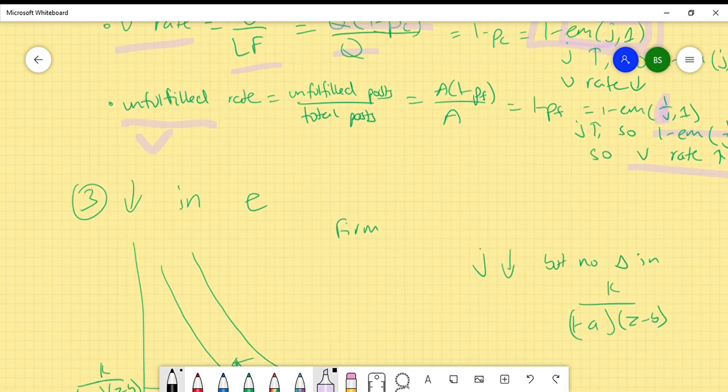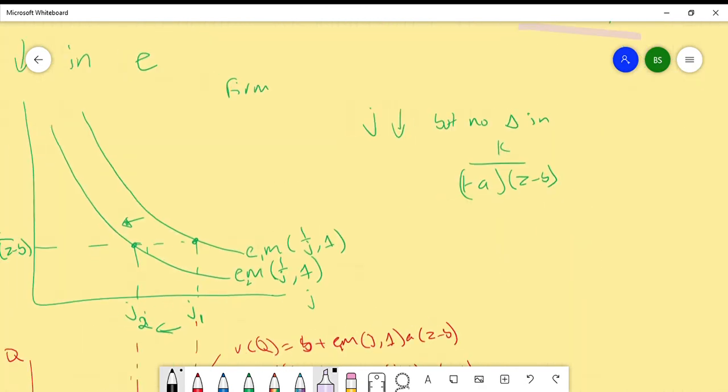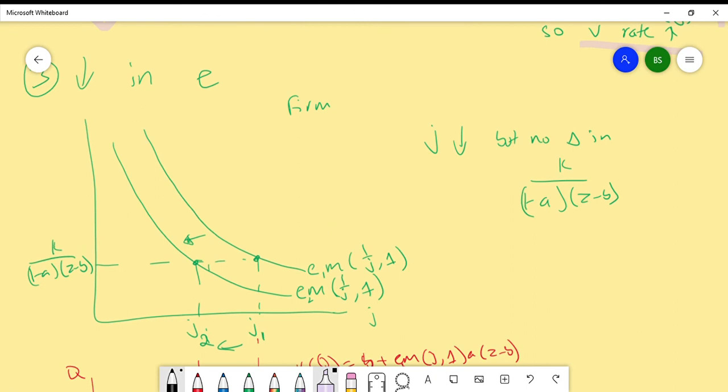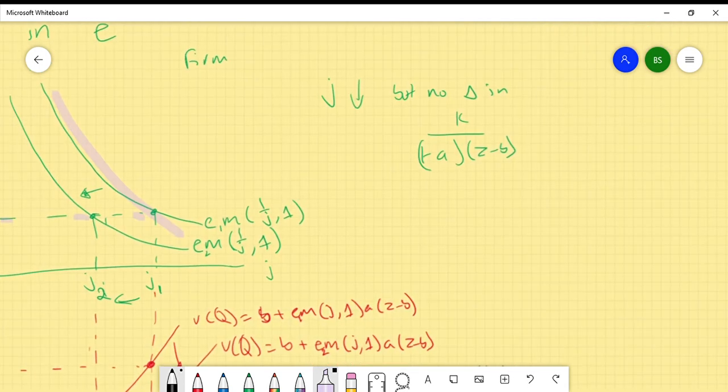That's our second thing that we're going to be looking at. And third is a decrease in E. One thing you may have noticed in the prior two cases is that the first graph we looked at never moved. It was only a movement along the actual curve. And why is that?